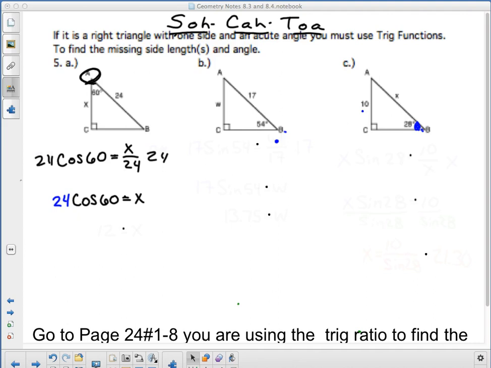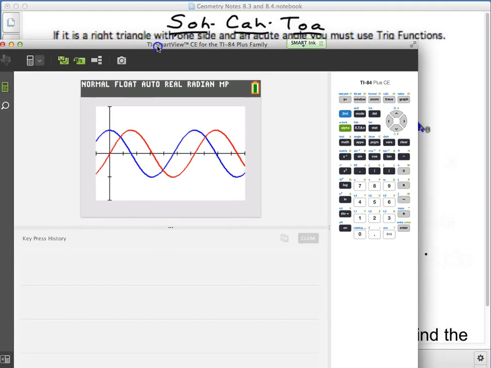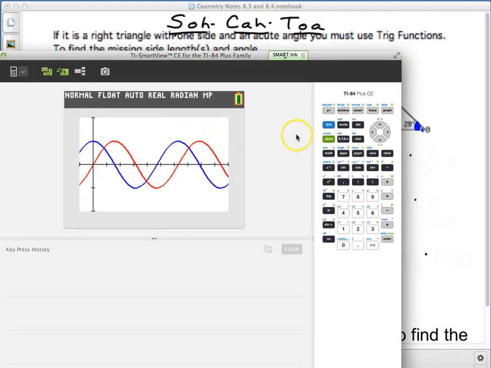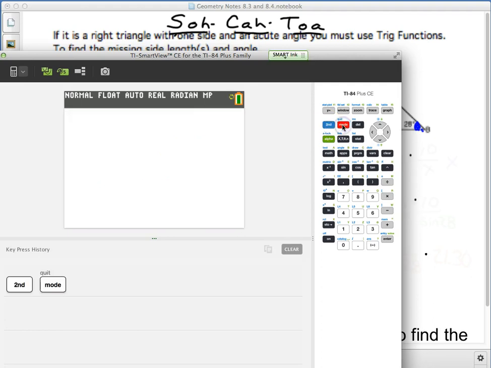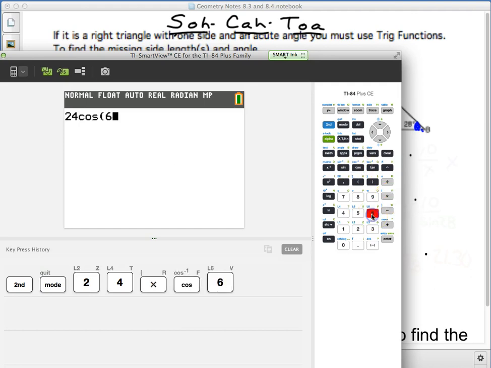I'm slowly coming up. I'm almost up. Okay, so this is the calculator I'm bringing up. I'm going to have to arrange it, and we'll see how responsive it will be on the board. So I'm saying that you're going to put 24 cosine of 60 into the calculator. I'm going to go second quit, get to my other screen, and put in 24 times cosine of 60.